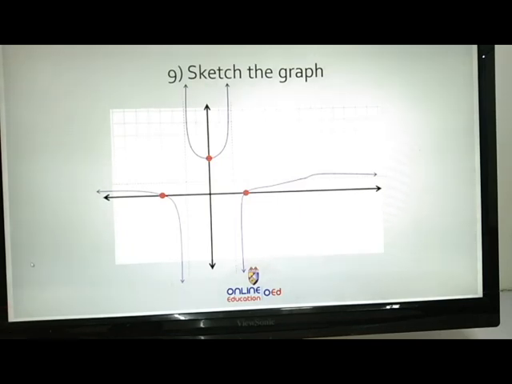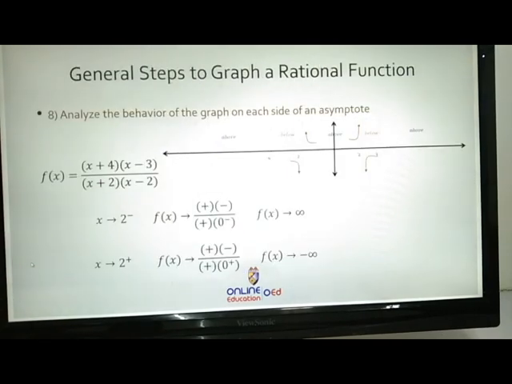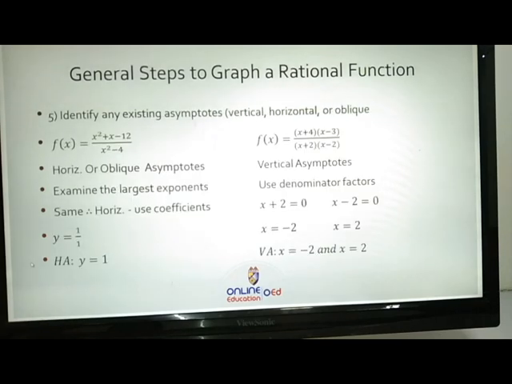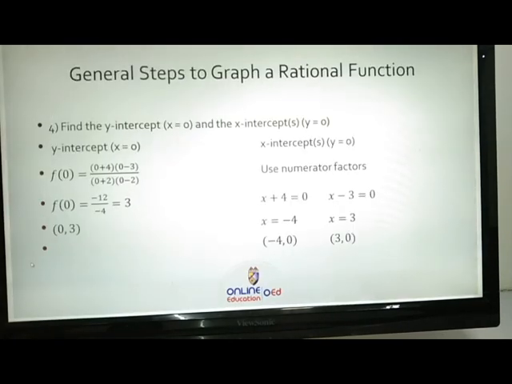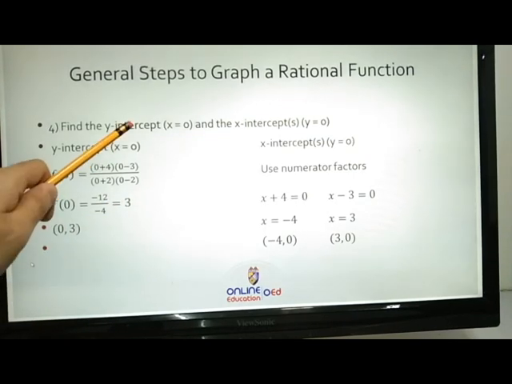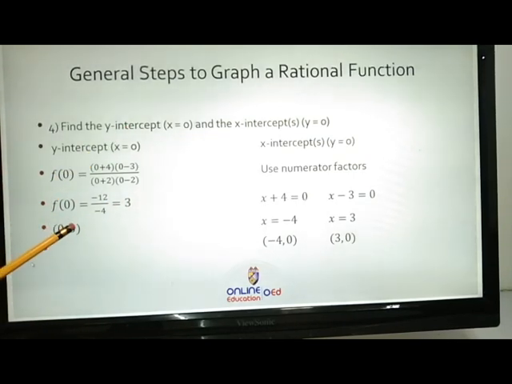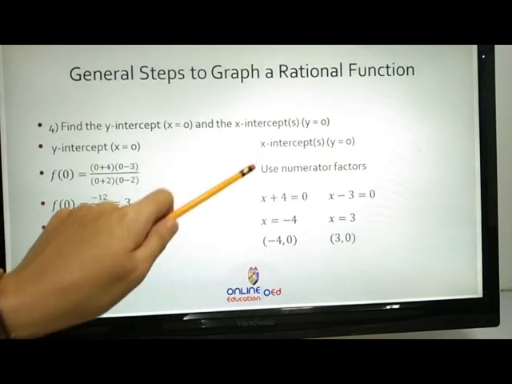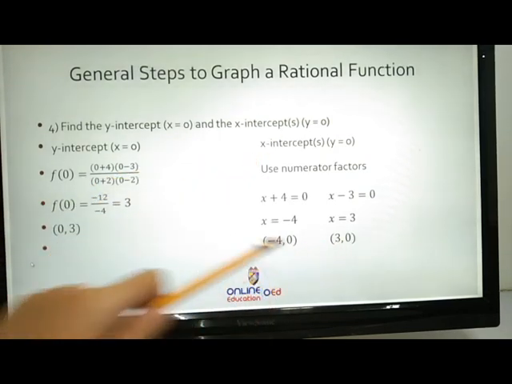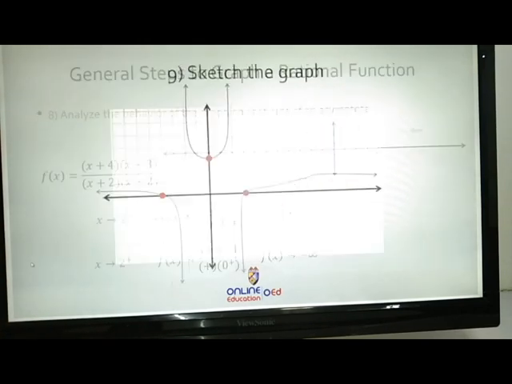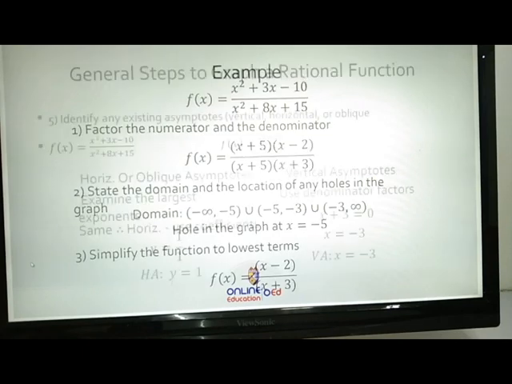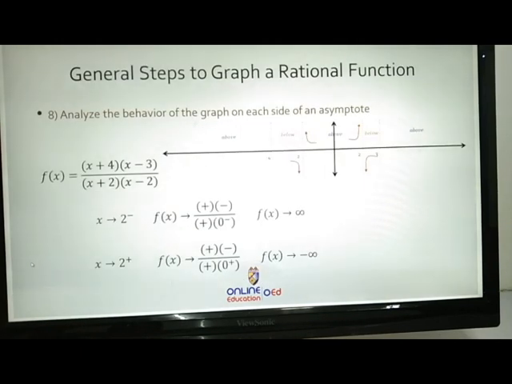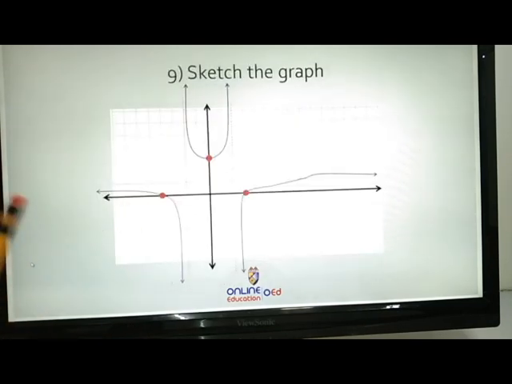Okay? So, recall, kanina sabi ko, magko-cross siya into y by 3. Okay? Ang y-intercept natin, 3. So, nag-cross siya by 3. And for x-intercepts, we have negative 4, 0, and 3, 0. So, balik tayo dun sa graph. Ayan. Balik tayo sa graph.